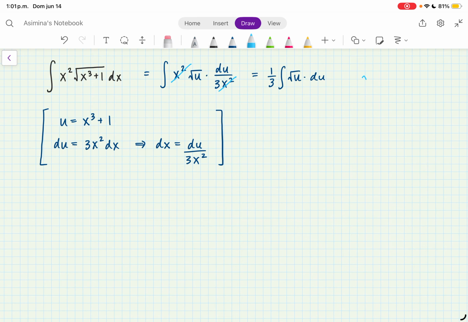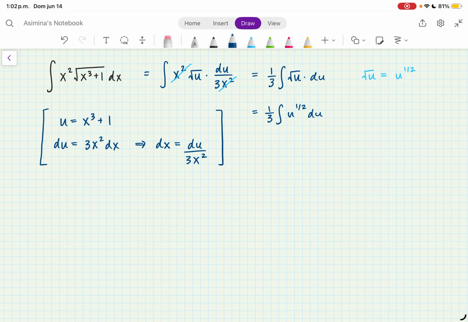Now what do we know about the square root of u? How can I write that in a way that it's easy to take the antiderivative of it? I can write this as something with an exponent. So the square root of u is equal to u to the 1/2. So I'm just going to rewrite this integral as 1/3 times the integral of u to the 1/2 du.